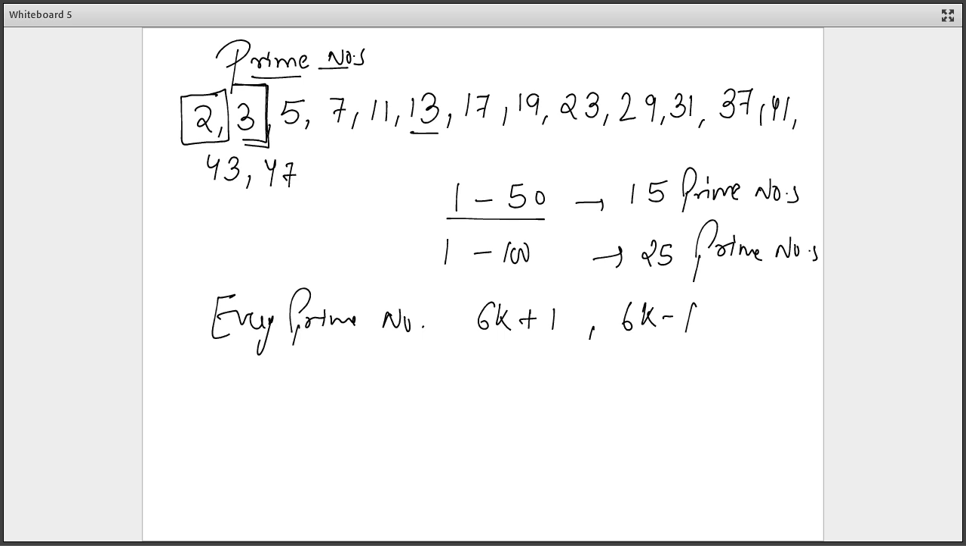See, the next is prime numbers. Prime numbers are those numbers which have only two factors, 1 and itself. The first prime number is 2, after that it's 3. Number 1 is neither prime nor composite. 1 is not a prime number, and 1 is also not a composite number.